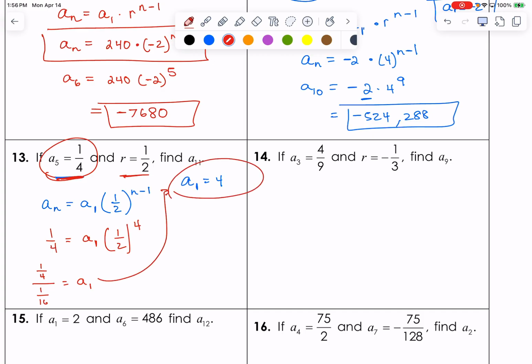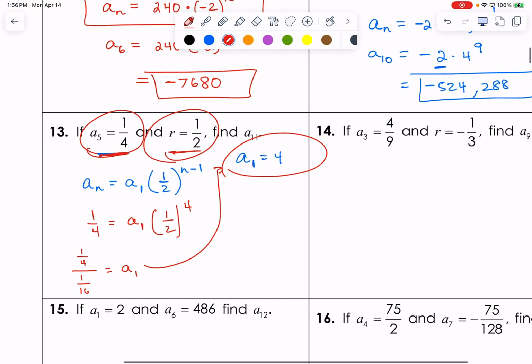Oh, I just kept dividing. You could, since r is 1/2, when you go forward, you multiply by half. But if you go backwards, you've got to divide by half. How do you divide by half? You really multiply by 2. So you could just multiply by 2 in reverse 4 times. Yeah, I was kind of catching on.